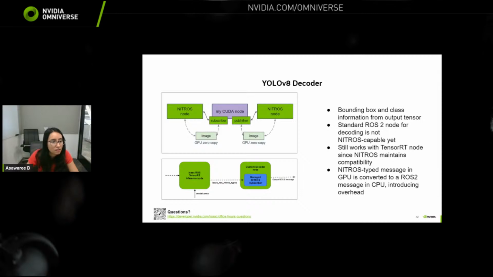One important thing to note here is that if your node, like the purple part in the top image that says my CUDA node, is still not Nitros capable, it's fine. It will still work with the rest of the pipeline and with other Isaac ROS nodes. It's just that it will have some data copies happening between the CPU and the GPU, so you will observe a little bit of latency compared to having everything running on the GPU.